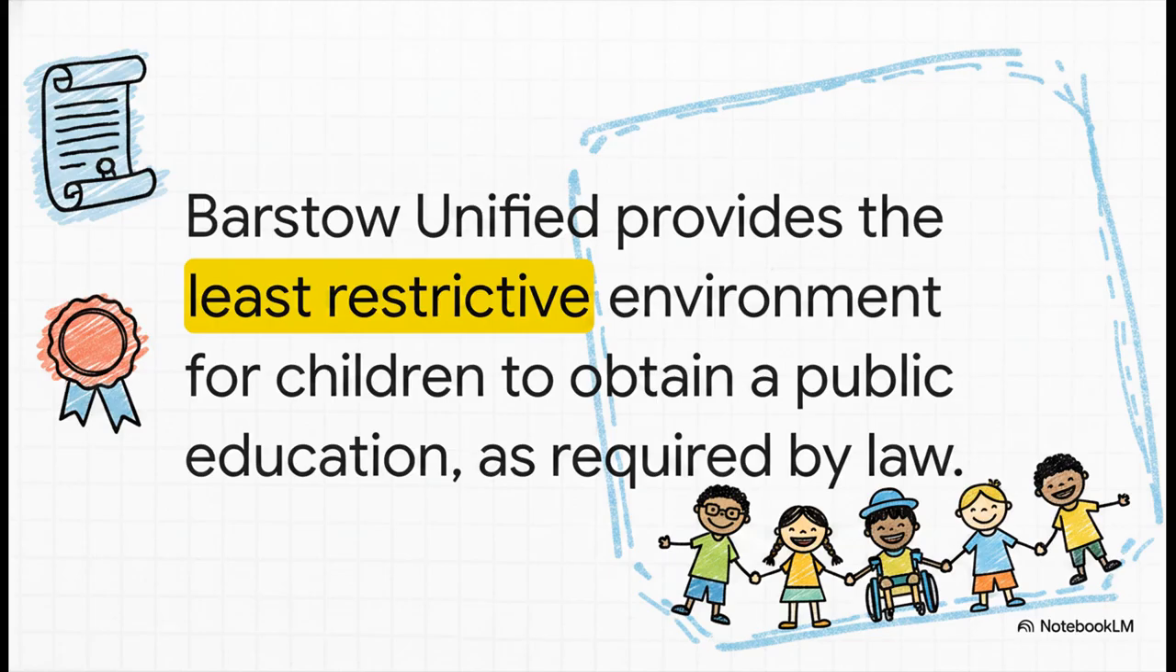Now, like any public school district, Barstow Unified has a legal job to do. Its main responsibility is to provide an education in what's called the least restrictive environment. Now, that's a bit of a legal-sounding term, but what it really boils down to is that students with disabilities should be in class with their non-disabled friends as much as possible. It's really a foundational promise of public education.